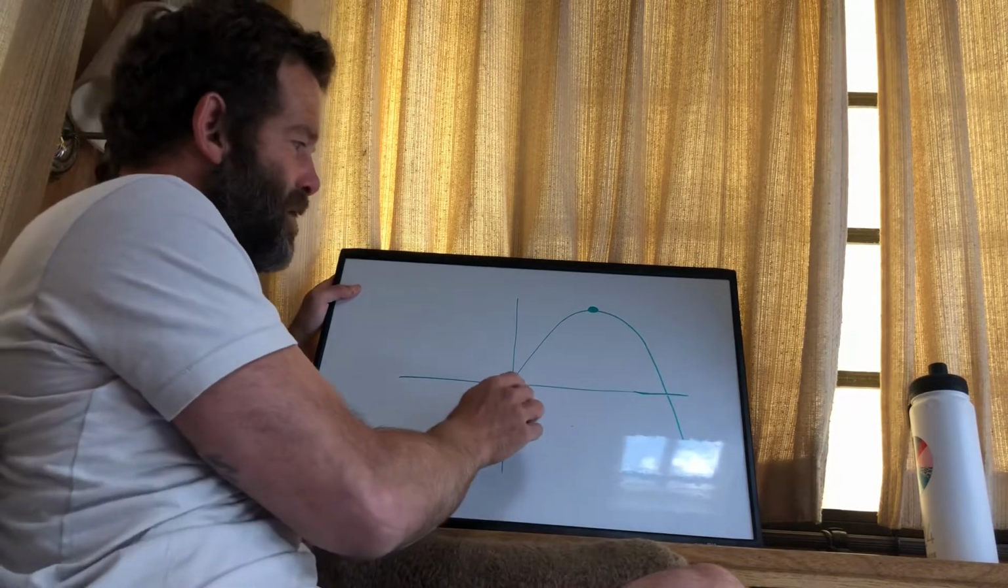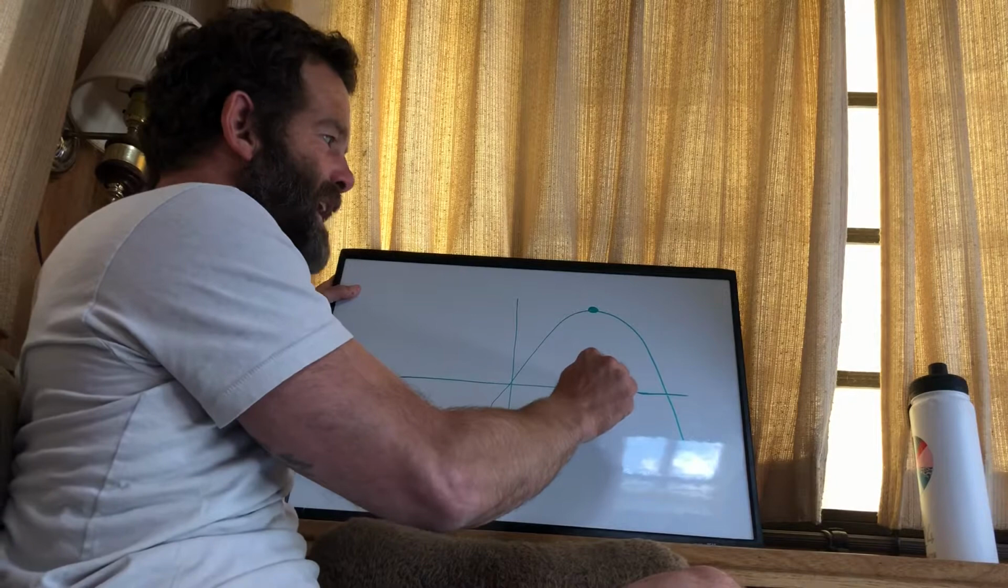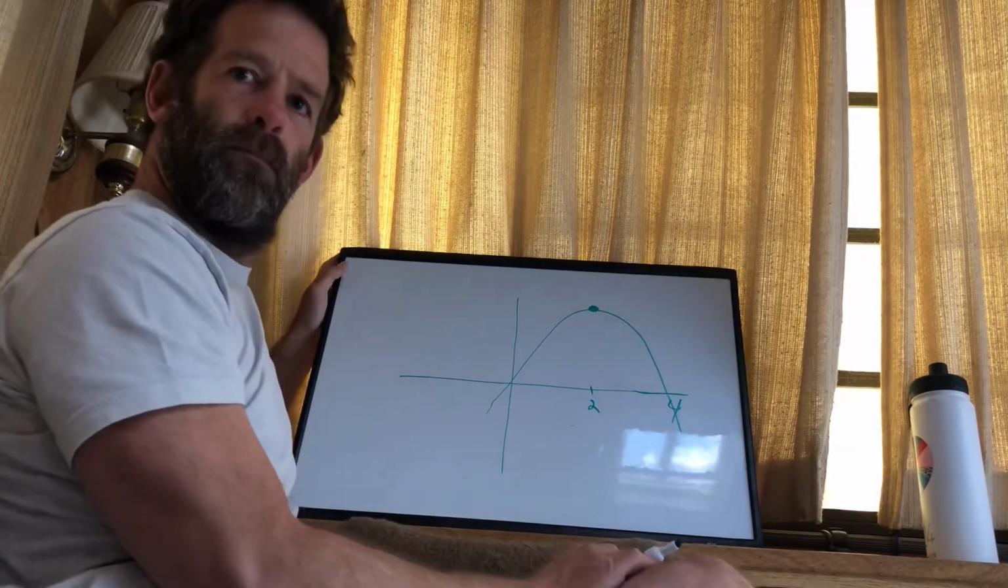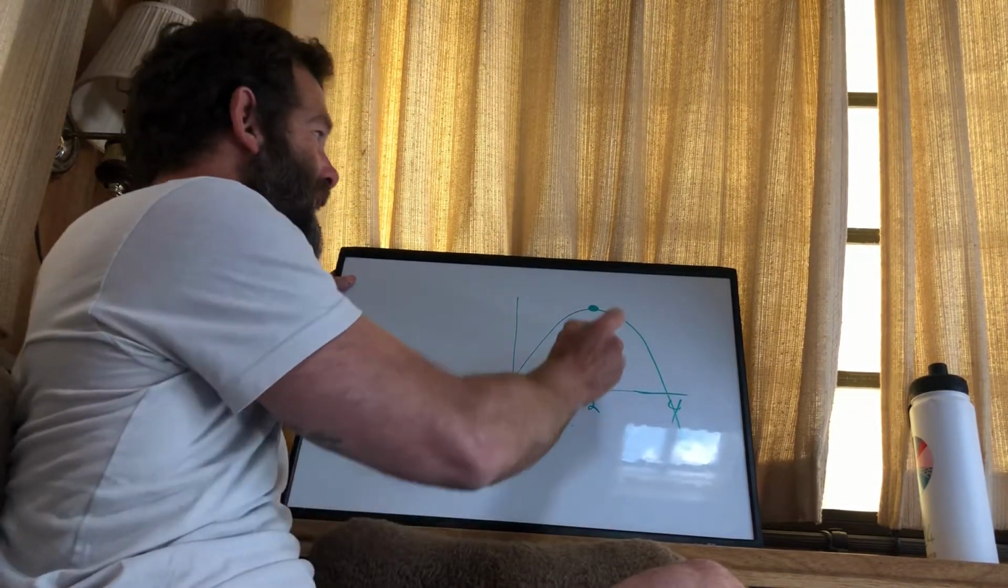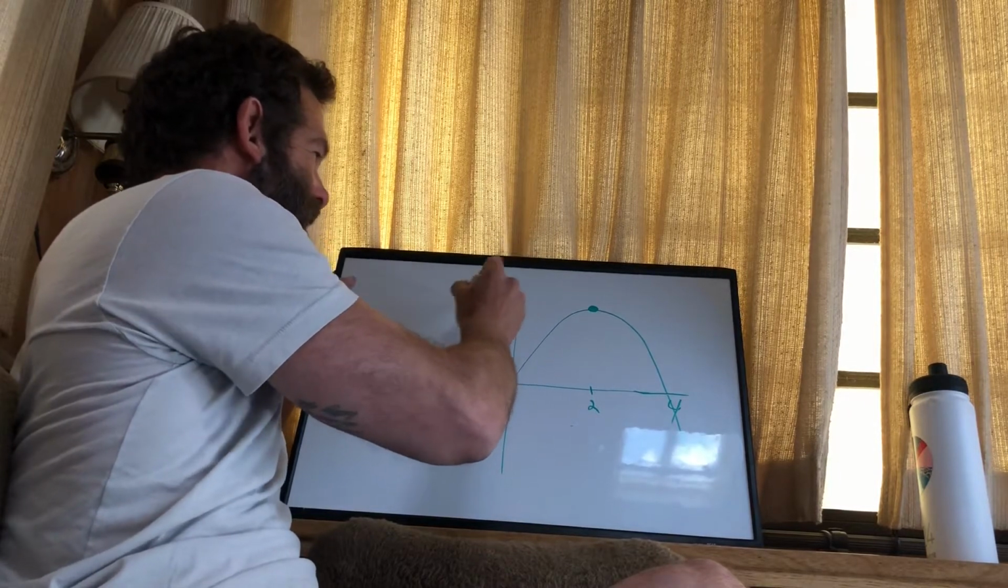So let's say it took 2 seconds to get to its maximum height. That would mean it would take another 2 seconds to drop, which would be 4 seconds. So let's say it reached its maximum height at, let's say, 78 feet. It was the highest point.